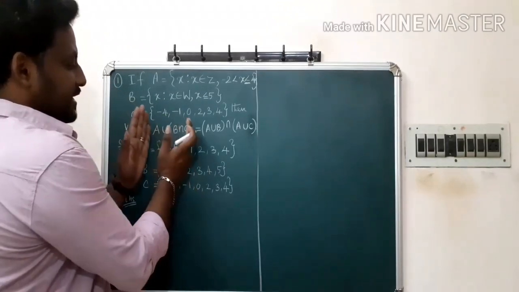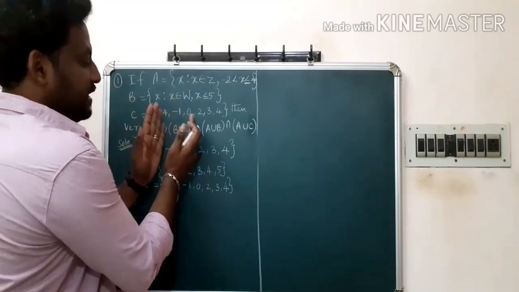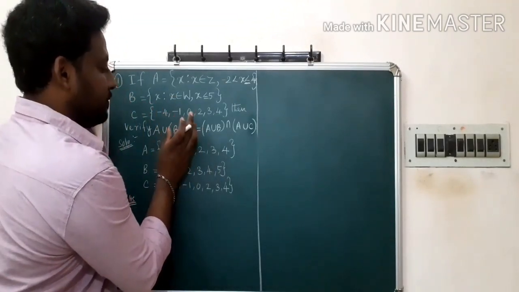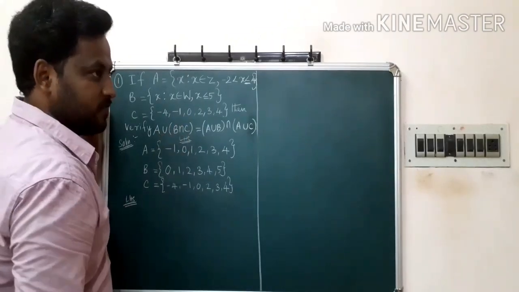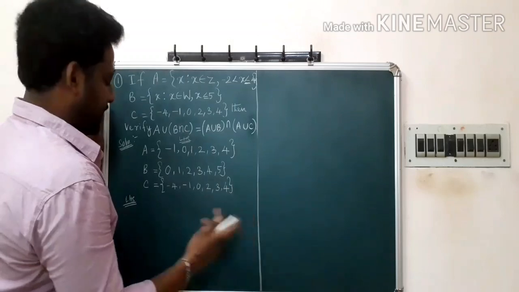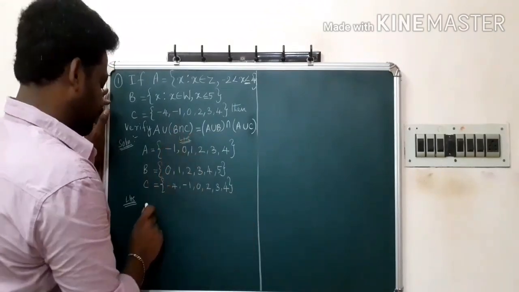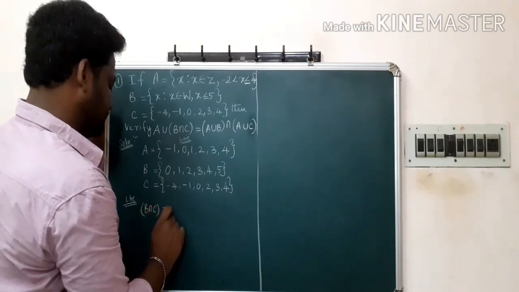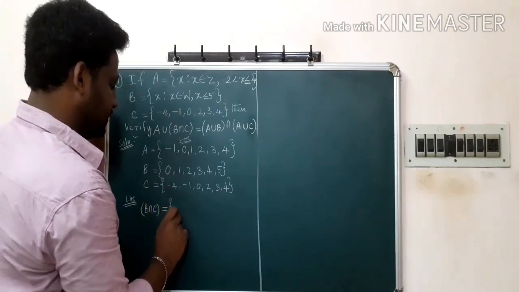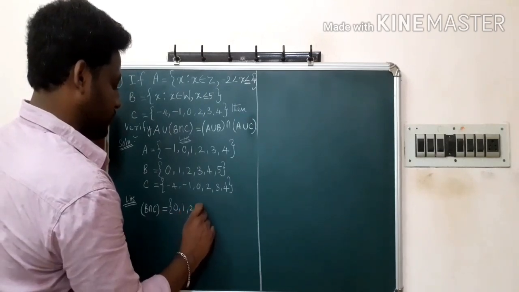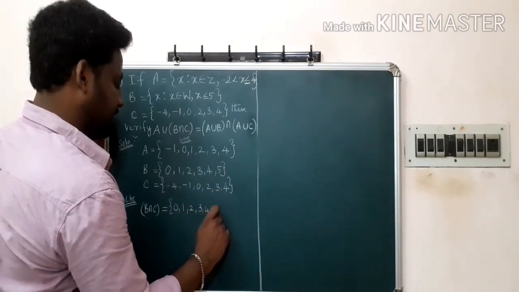In this condition, first we have to find the bracket set. We know the BODMAS rule: first we have to look at the bracket, then only the next one. So first we have to find B intersection C, where the set B is 0, 1, 2, 3, 4 and 5.